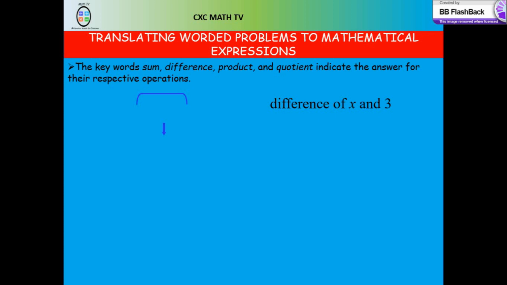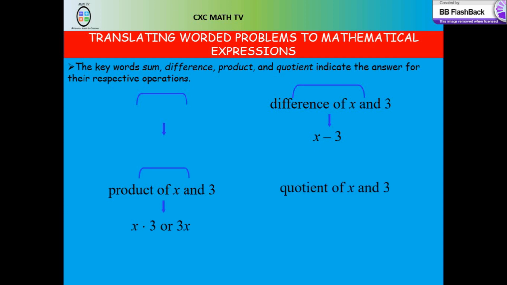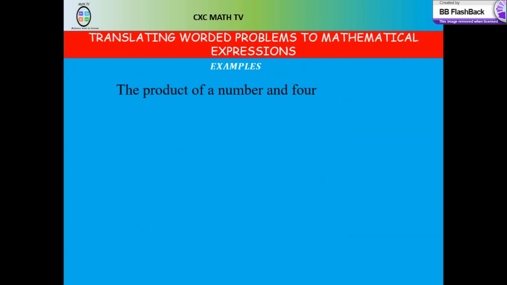Difference of x and 3 means x minus 3. Product of x and 3 means x times 3. Quotient of x and 3 means x divided by 3. You have to remember these terminologies. Sum of x and 3, x plus 3.